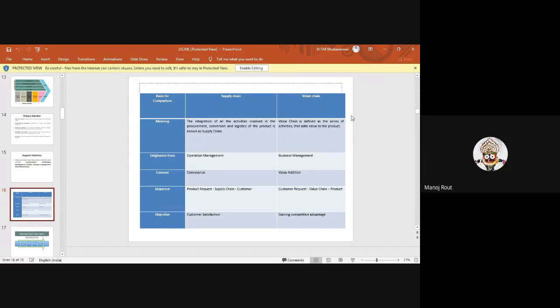The next is sequence, that is product request, supply chain, and customer. But in the case of value chain, that is customer request, value chain, and product. And lastly, in the case of supply chain, the goal is customer satisfaction and increasing the number of potential customers, and in the case of value chain, gaining competitive advantage in your local or global market.